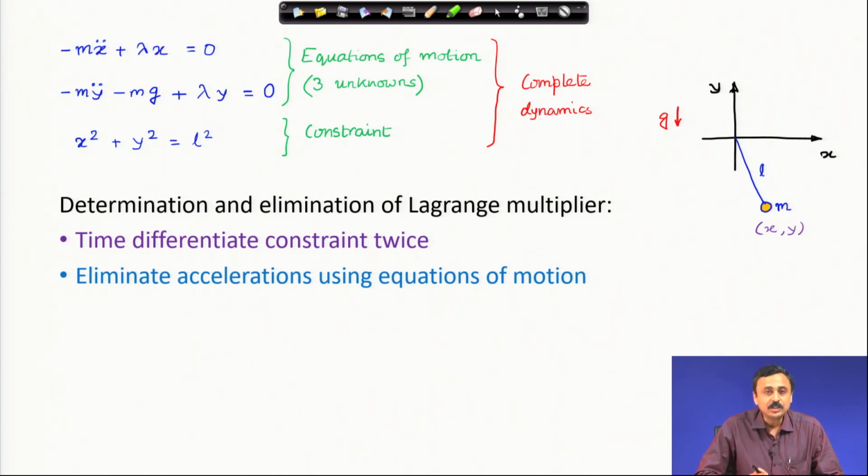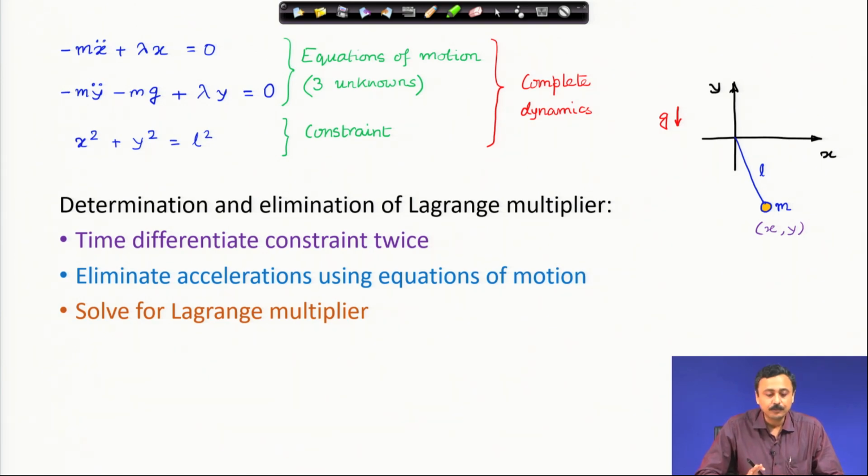Using those two differential equations of motion, we will eliminate the accelerations and solve for the Lagrange multiplier. In this case we have only one Lagrange multiplier. We will solve for that Lagrange multiplier and substitute it back into our equation of motion.